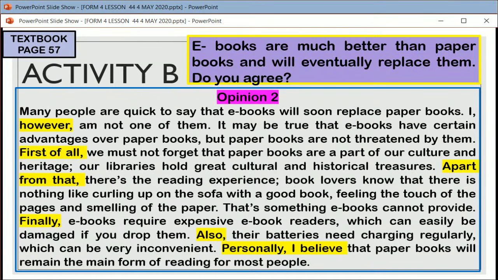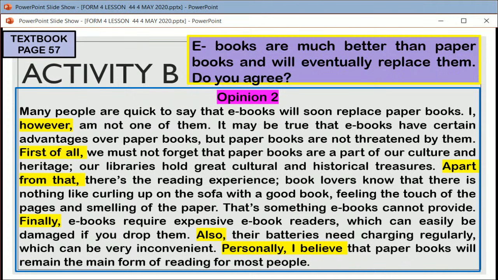Okay, this is in textbook page 57, which is the next page, right? Where you have this person writing, many people are quick to say that ebooks will soon replace paper books. I, however, am not one of them. The second sentence here already tells you the opinion to disagree with that statement, okay? It may be true that ebooks have certain advantages over paper books, but paper books are not threatened by them.